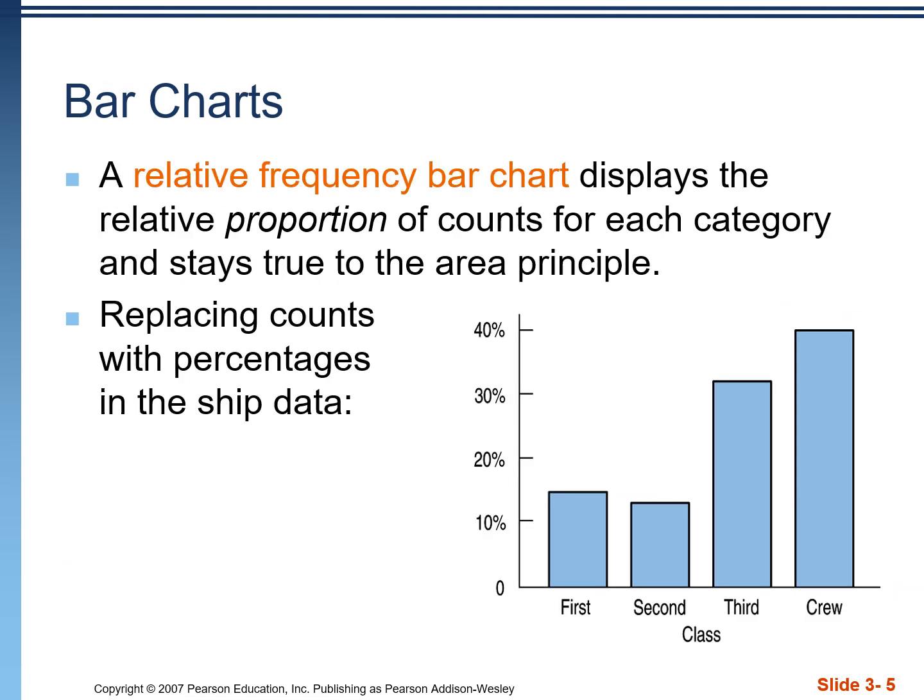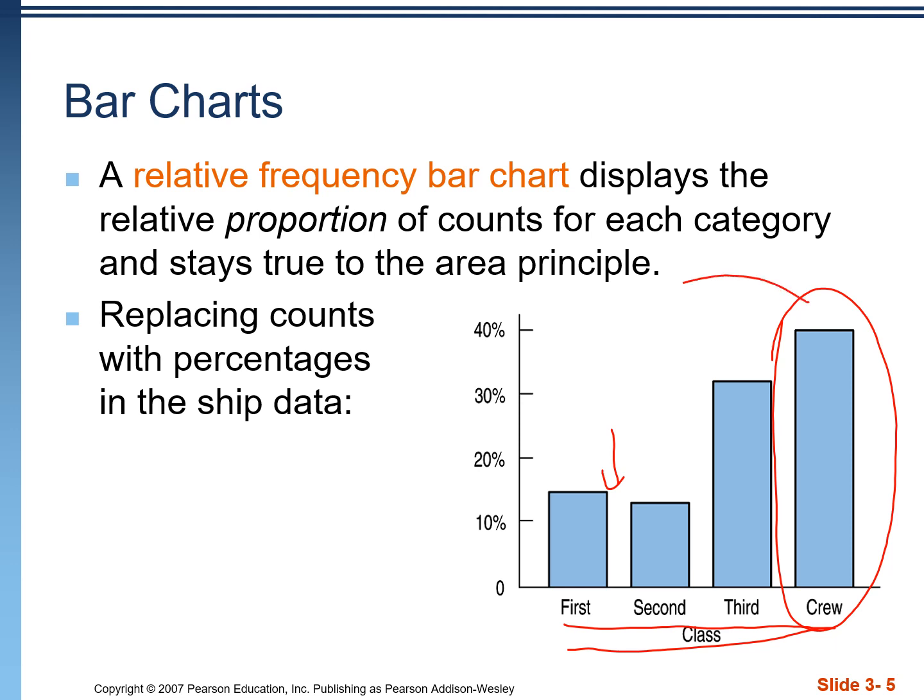So that was a bar chart, and one of the identifying properties of a bar chart is that we have gaps in between each of these bars. And that's because the order down here doesn't actually matter. If we decided that we wanted to take the crew members and put them before first class passengers, that's okay. Compare that to a histogram, which is going to be coming up. In a histogram, the bars touch because it's quantitative data and we can't rearrange them.